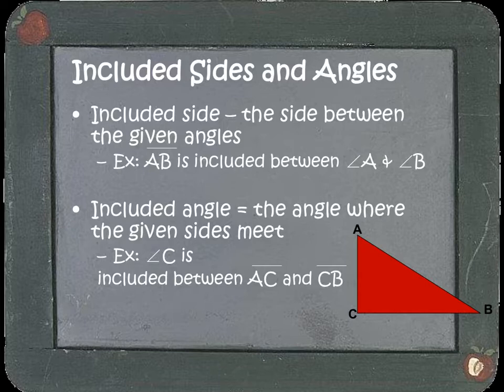All right, so included sides and angles, okay? If I look at a triangle and I'm trying to figure out what's the included side between 2 angles, it's the side that connects those 2 angles. So AB would be the included side between A and B, because if A and B are here, the line that connects them is AB. So I would say that AB is the included side between angle A and angle B. It's the one that connects them.